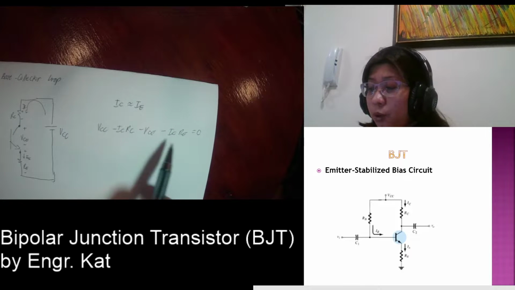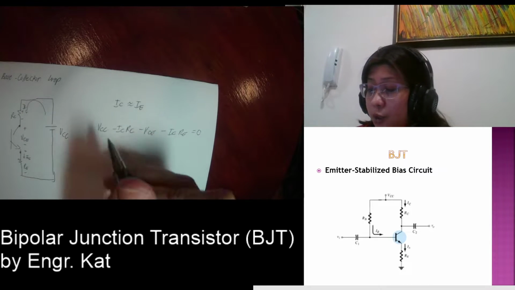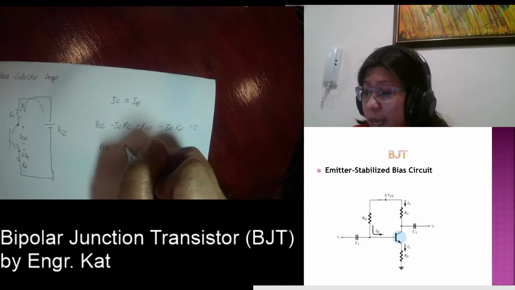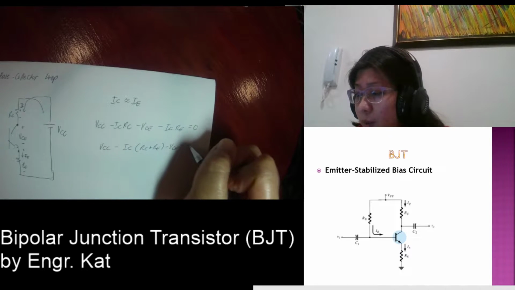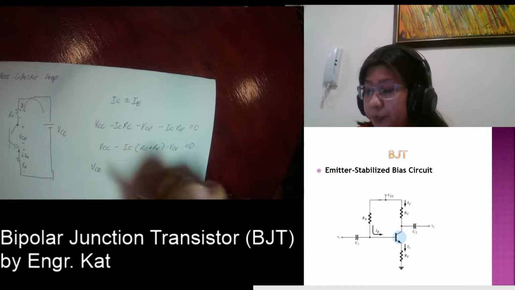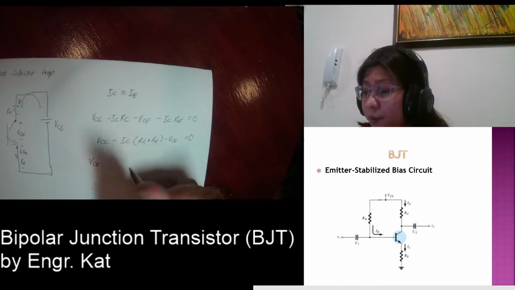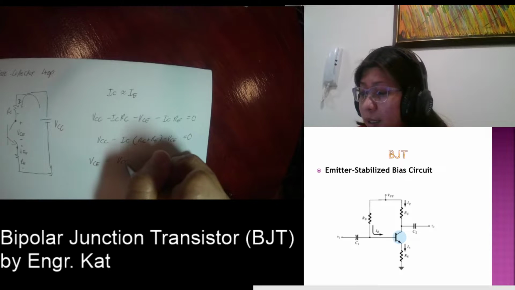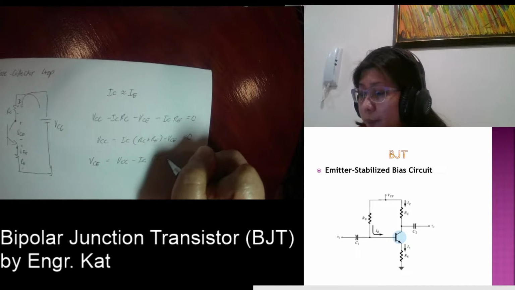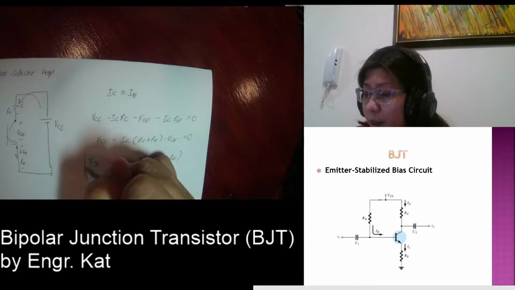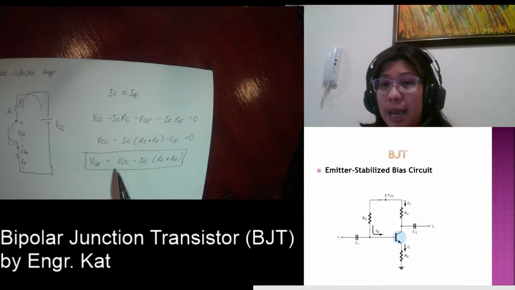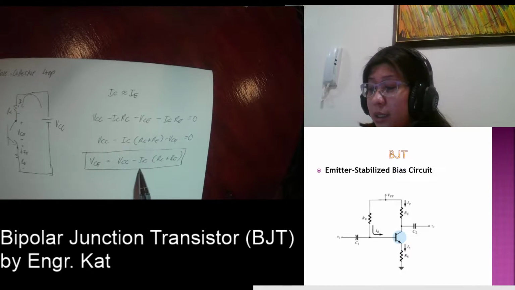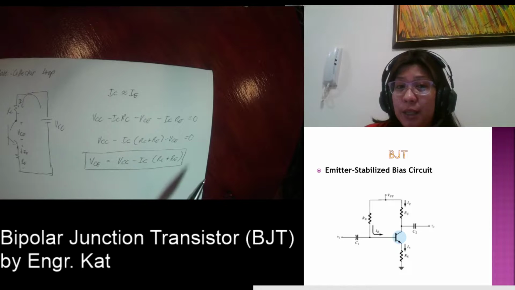Okay? Factoring out your IC here, we will have VCC minus IC (RC plus RE) minus VCE is equal to 0. Then we can solve for your VCE. So what is your VCE? VCE is equal to VCC minus IC (RC plus RE). The only difference with the fixed bias configuration is that in the fixed bias configuration, this is only VCC minus IC RC. At this time, we have RC plus RE.